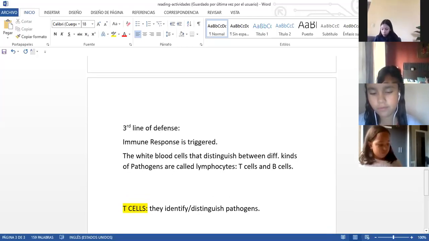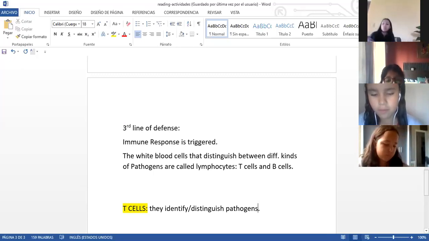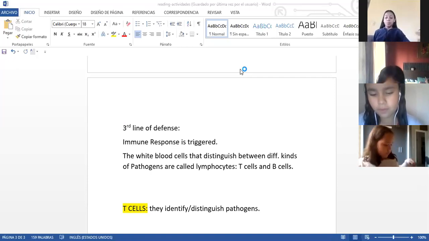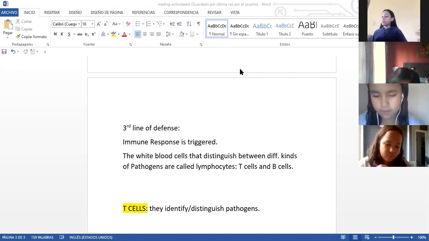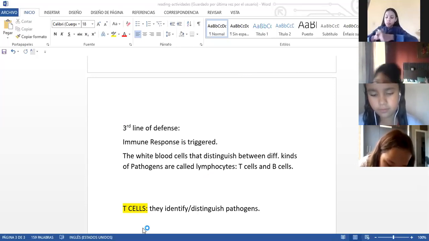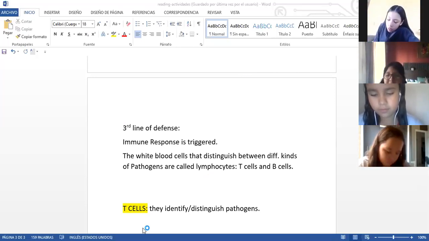Antigens are molecules that the immune system recognizes either as a part of your body or as coming from outside your body. Okay, I want you guys to underline that part, okay? Antigens are molecules that the immune system recognizes either as part of your body or as coming from outside your body. Okay, so I'm going to do again one drawing of a T cell.